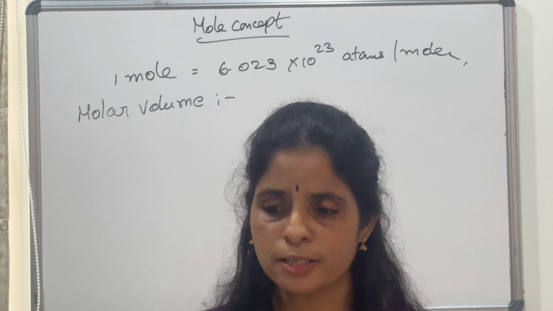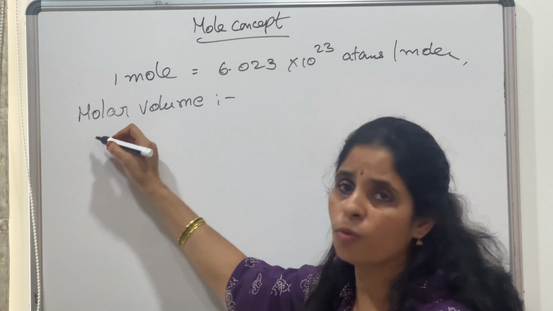Molar volume. Here also, 1 mole of any gas, like 1 mole of oxygen, is equal to 32 grams. And 1 mole means it contains 6.023 into 10 power 23 molecules, and the weight is 32 grams.